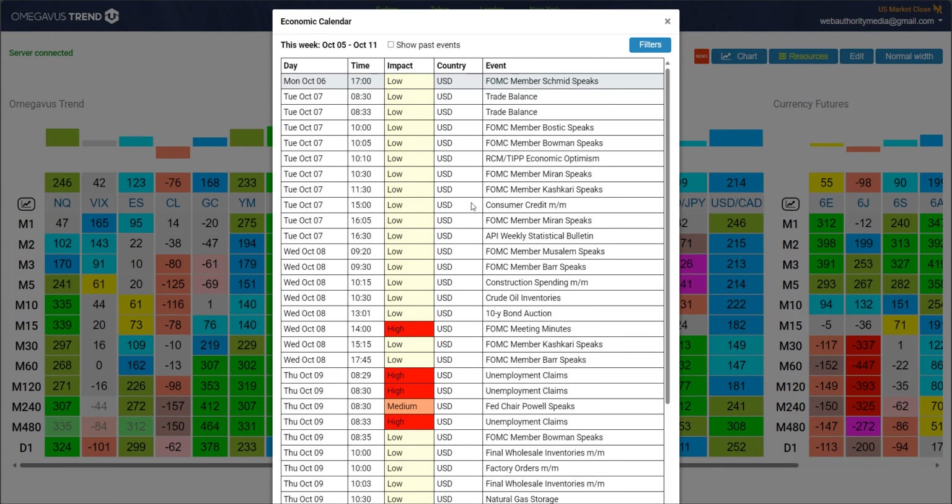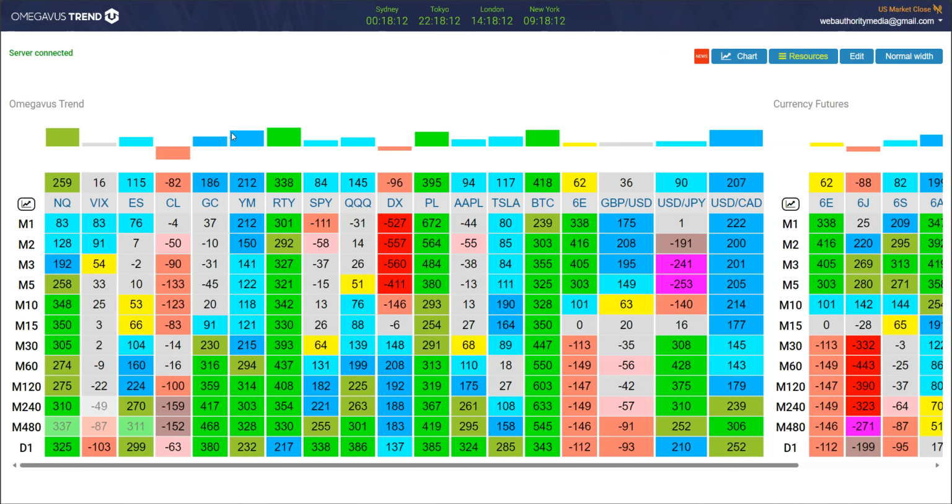And finally, what we have today is low impact reports all the way through 8 o'clock, 8:30. That's Tuesday. So there's nothing other than an FOMC speaking engagement at 7. So there's nothing fueling the market other than price action, price structure, and basically fear and greed.